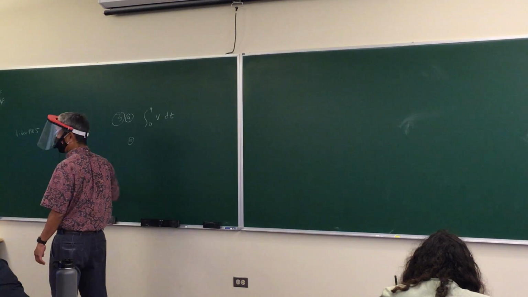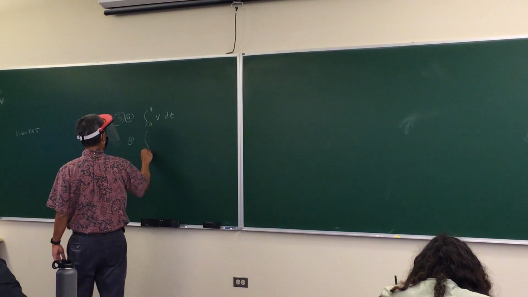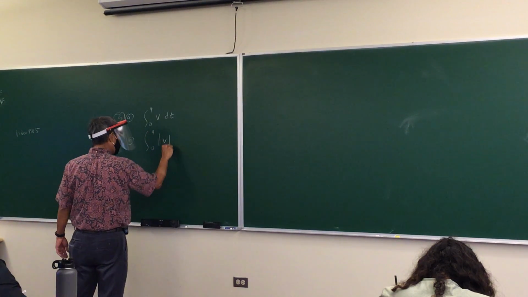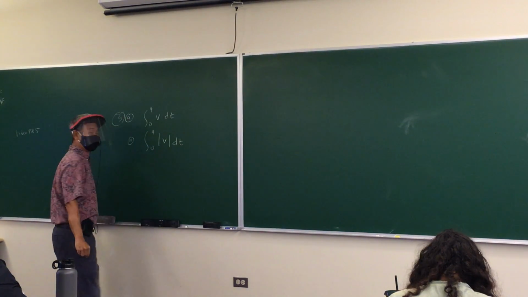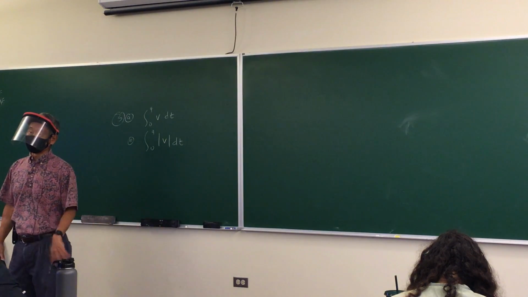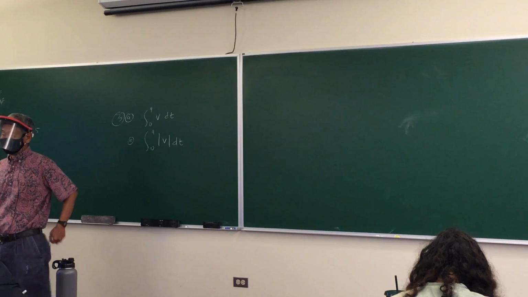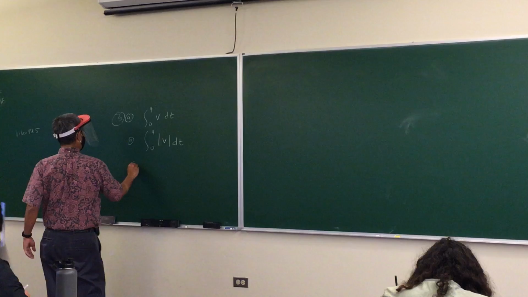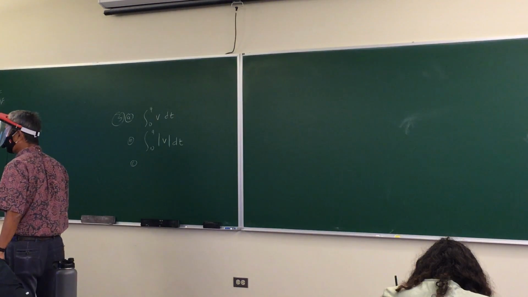B, compute the total distance traveled. So the integral from 0 to 4 of the absolute value of the velocity dt. And then punch it in on your calculator. Make sure you're in radian mode now, because if there are trig functions, you're going to get it wrong, right?